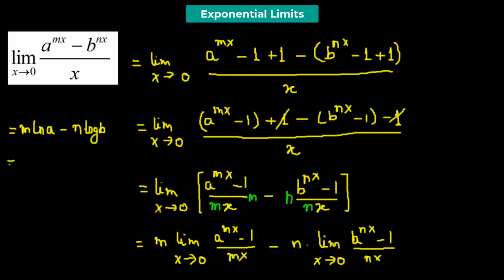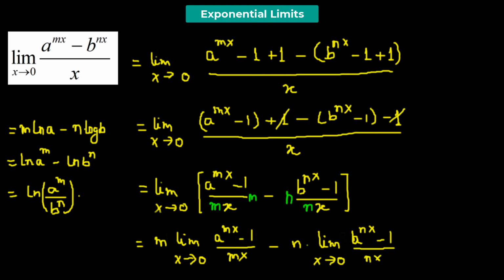Using the property of logarithm, the m is going to be the exponent of a. So we have the natural log of a raised to the power of m minus the natural log of b raised to the power of n. So here I have written log, so this is the natural log, which equals the natural log of a raised to the power of m divided by b raised to the power of n. So this is going to be the limiting value of the given exponential function when x approaches 0.